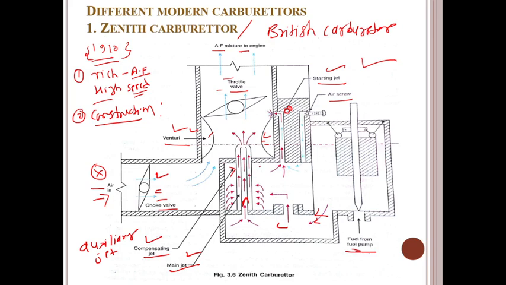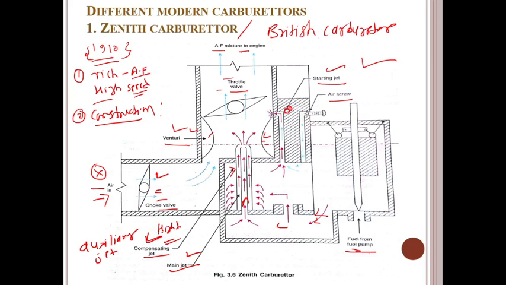Apart from the main jet, there is a compensating jet also, a supporting jet. The compensating jet compensates where more fuel is needed by the engine at high speed. This compensating jet is used when you go for very high speed. At that time the compensating jet supplies, guys, because at that time we require a larger amount of fuel. So this compensating jet gets fuel from the reservoir or auxiliary valve.